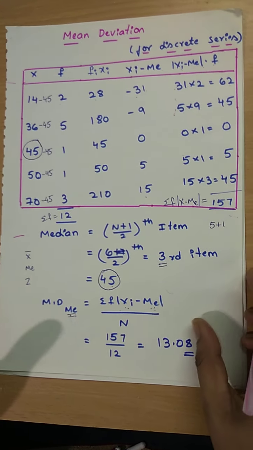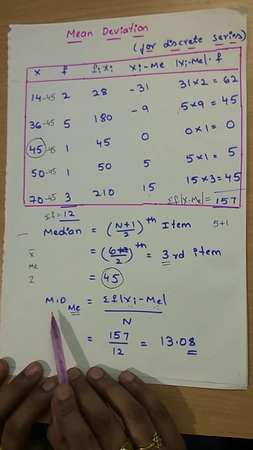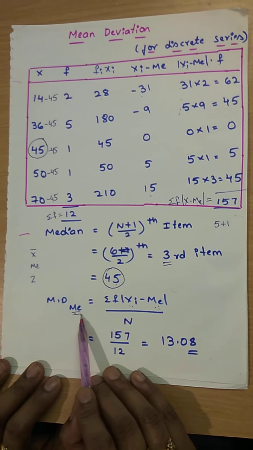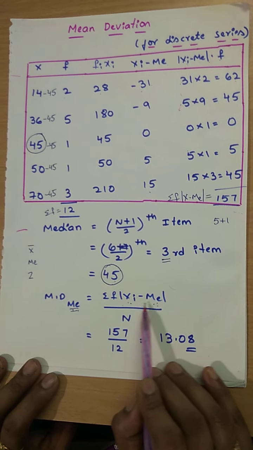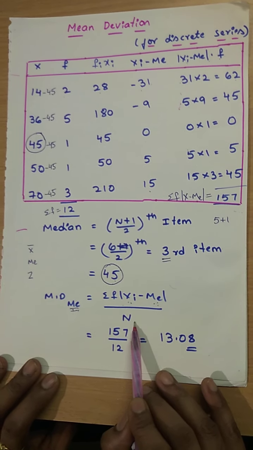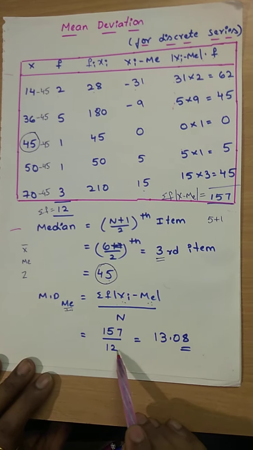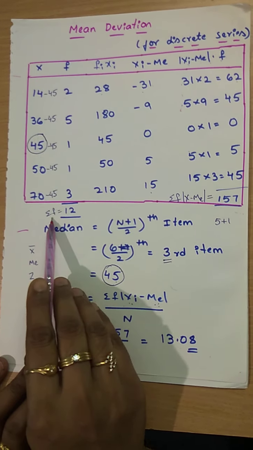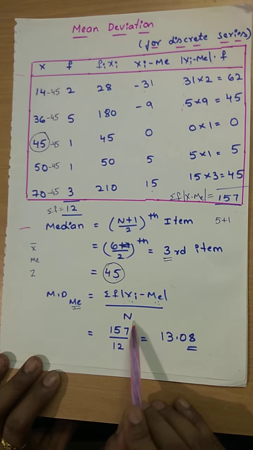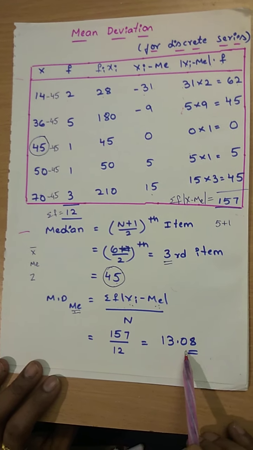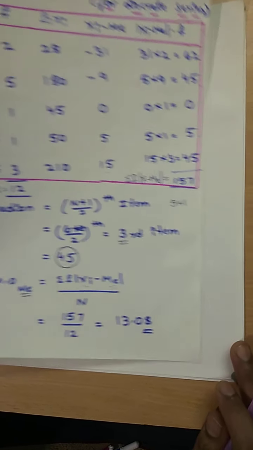So substitute the values in the formula. Mean deviation about median equals summation of f into modulus of xi minus M, divided by n. So 157 divided by n. What is the value of n here? Capital N is the total of the frequencies, so divided by 12, which is equal to 13.08. We can find the mean deviation here.